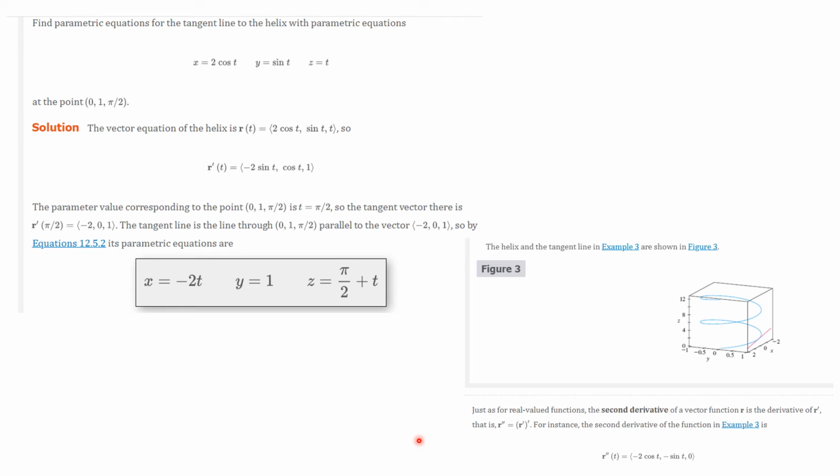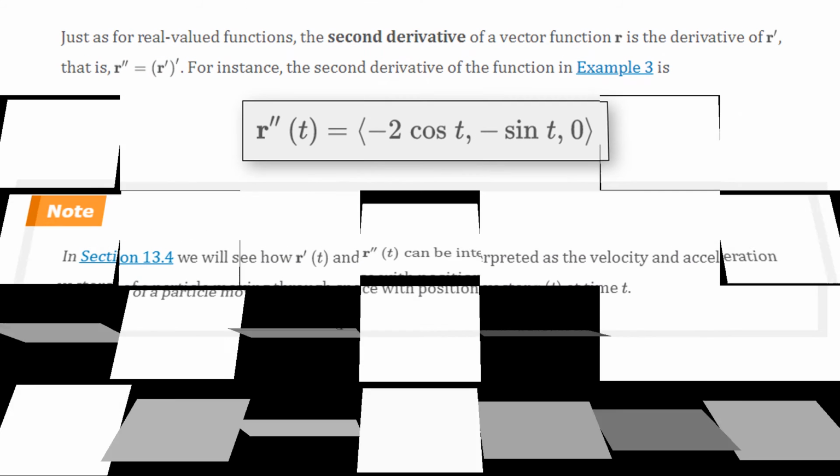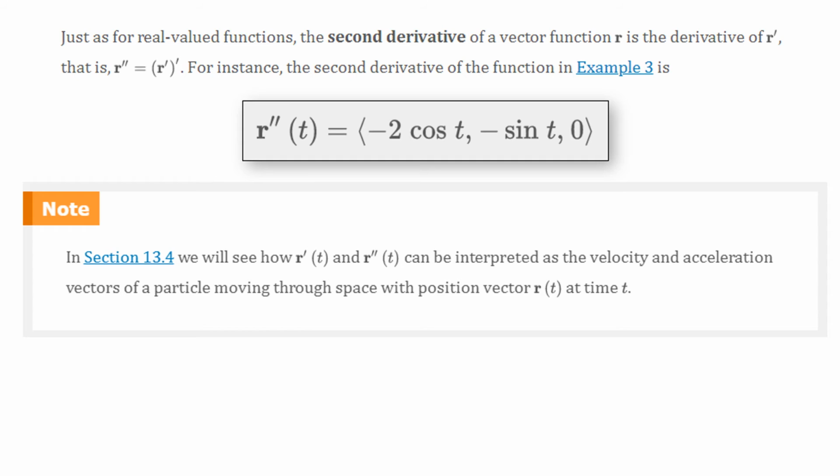Now, just as for real valued functions, the second derivative of a vector function r is the derivative of r prime. So you take the derivative yet again, and in this case, the second derivative of the function that we were just studying would end up being this. You might want to check that you get that as well. So the second derivative would be (minus 2 cosine t, minus sine t, 0). And there you see the example finished.